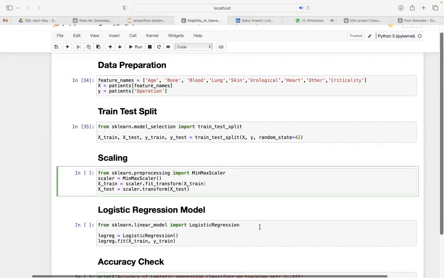When we do scaling, there are multiple options that we can try. I've taken min max scaler. You can try any other scaler as well: standard scaler, normalized scaler, or robust scaler. There are multiple scalers that you can try.